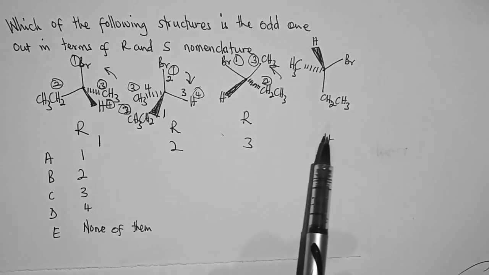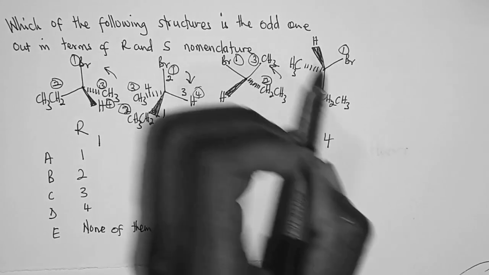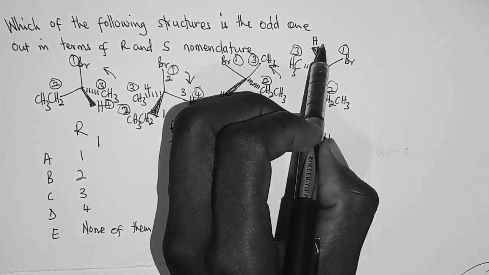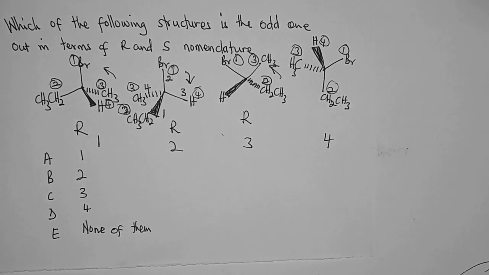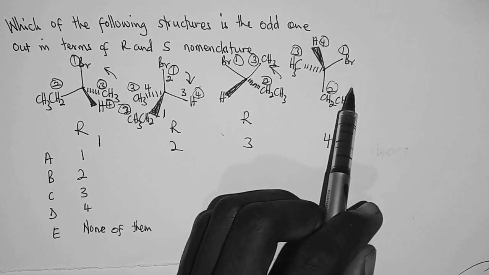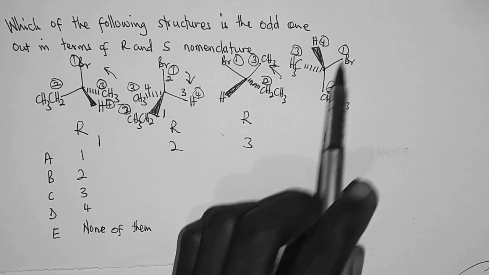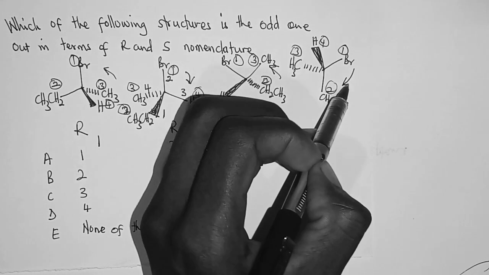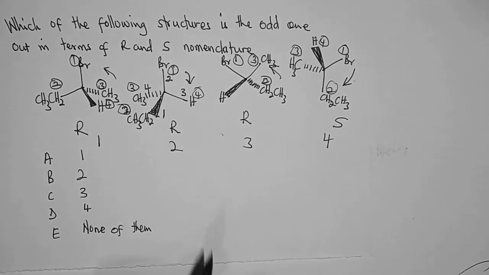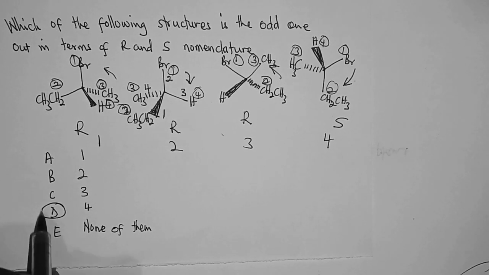Let's check the nomenclature of 4. You see that this one is 1, and this is 2, then this is 3, and then the proton is number 4. The least group is not pointing away from us, so we need to invert the configuration. Now, if you cover the least group, you can see that this is 1, 2, 3. It's moving in the clockwise direction. But since we must invert the configuration, this is an S. So the only odd one out is answer D, which is the 4, this one.